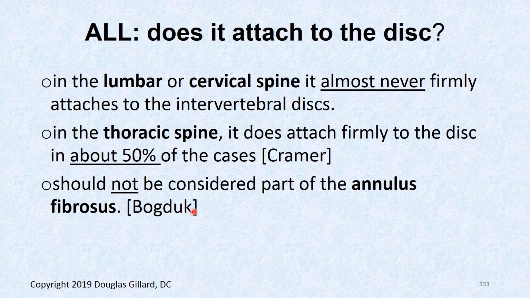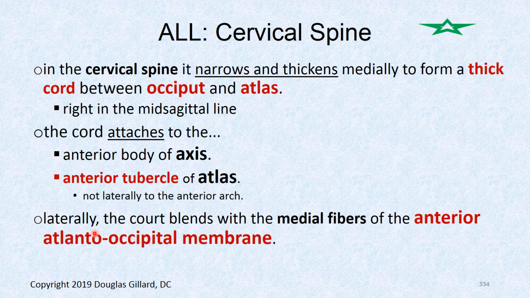Bogduk stresses that it should not be considered part of the annulus fibrosus. And in the cervical spine, as we said, it gets narrow. In fact, it gets almost cord-like, and it runs exactly in the midline. And it connects, especially between atlas and occiput.